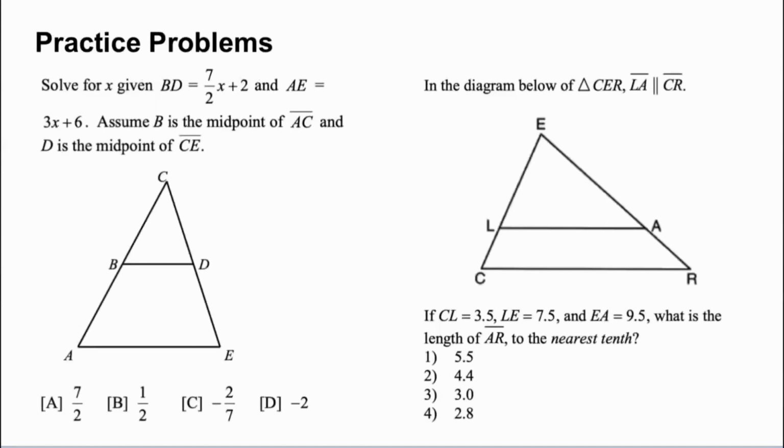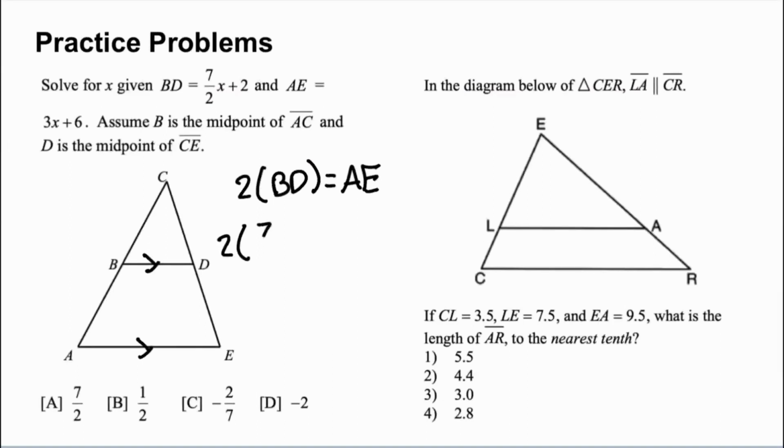For the first one, we're given 2 line segments and we need to find the value of x, not the value of any particular line segment. Because BD connects these midpoints, B and D, of the triangle, it has to be parallel to AE, and it has to be half its length from the triangle midsegment theorem. So we know that 2 times BD is going to be equal to AE.